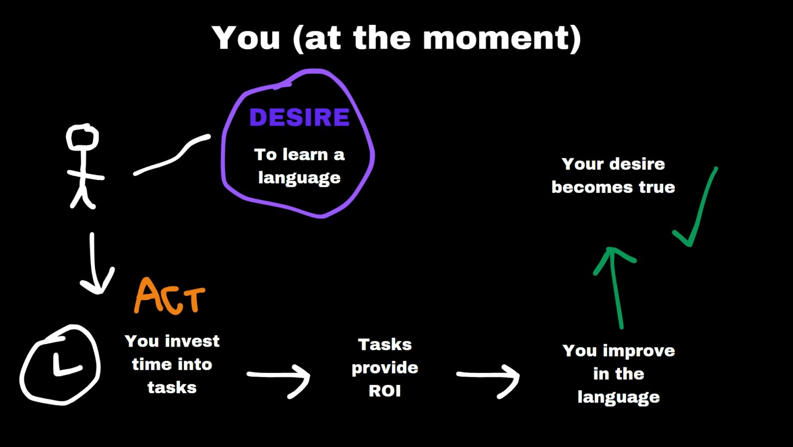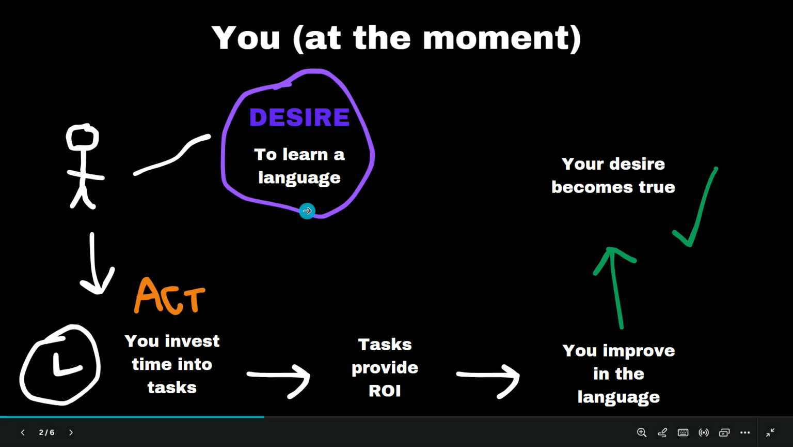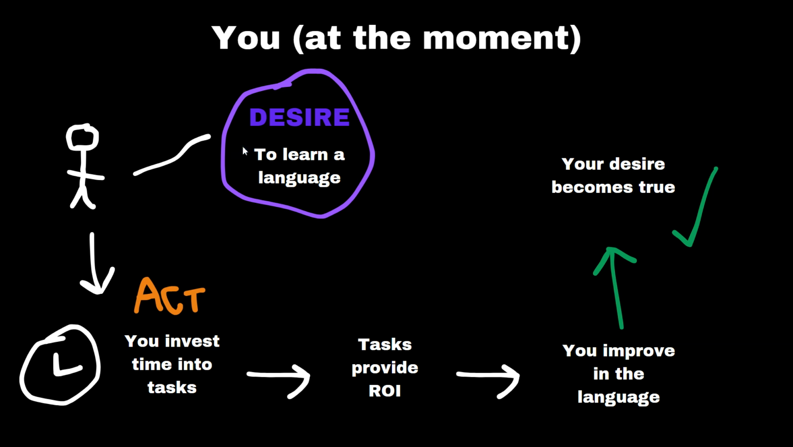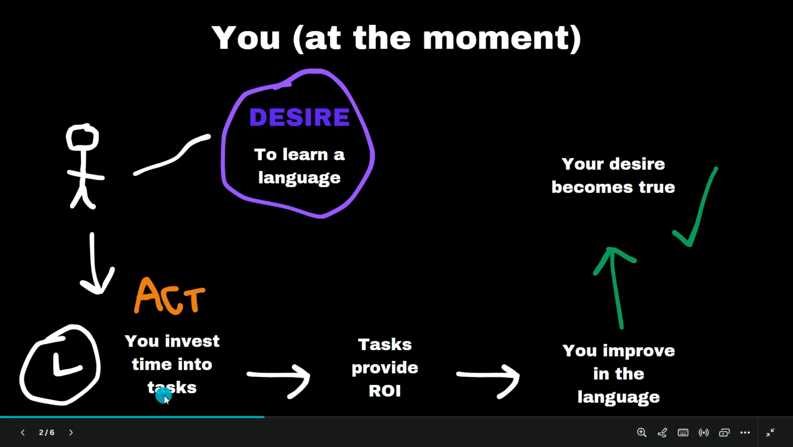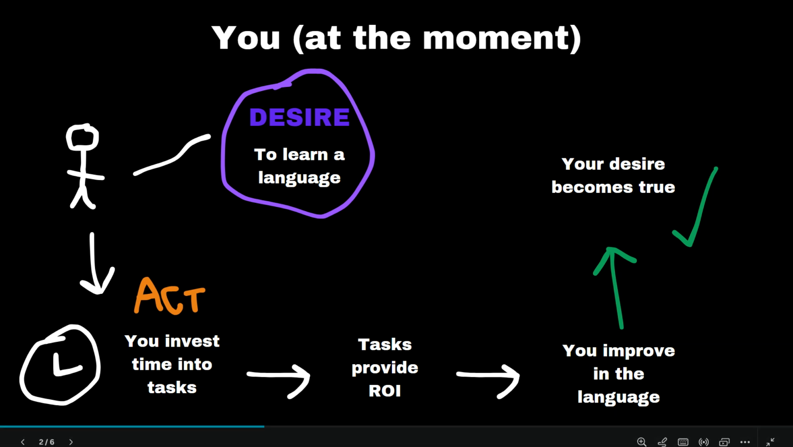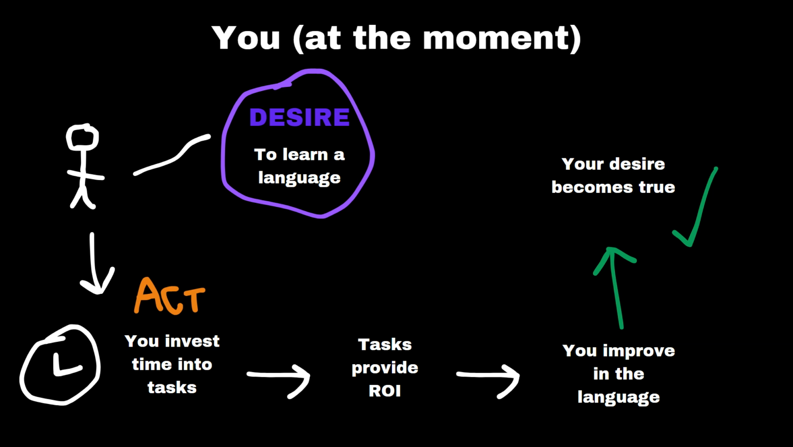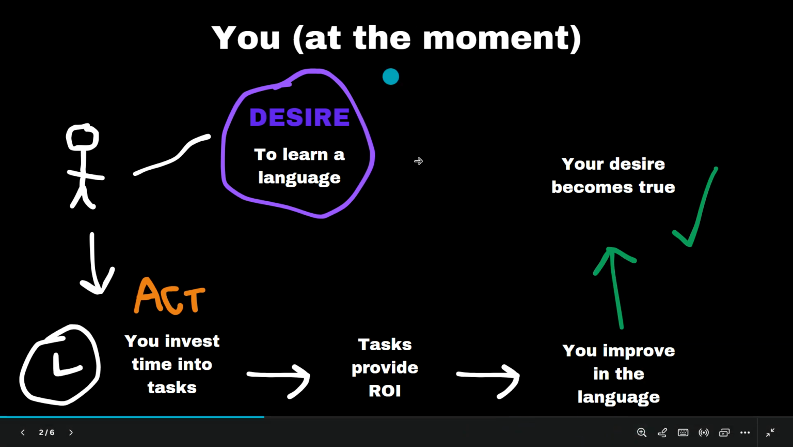Here is basically what's going on at the moment, and I'm going to explain how this is effectively stalling your ability to learn languages. So right now you have some kind of desire, which is to learn a language. Maybe it's to learn Spanish for your family, maybe it's to learn Norwegian so you can travel there and work there. I don't know. It could be anything, but you have some kind of desire. Then, because you have some kind of desire, you take action, which is you invest time into tasks. Examples of tasks might be like flashcards or anything that you might think would help you learn a language. Those tasks provide an ROI in that they give a return on the investment. They help you become better at the language, you improve in the language, and then your desire becomes true.